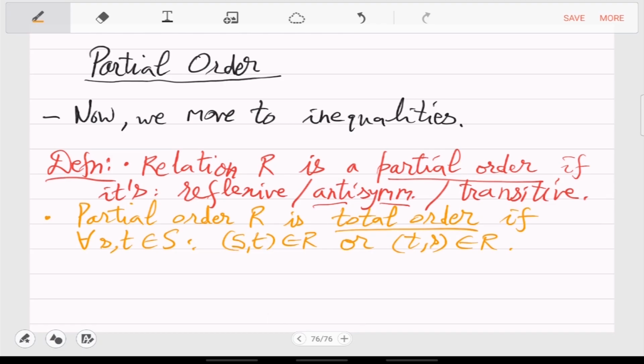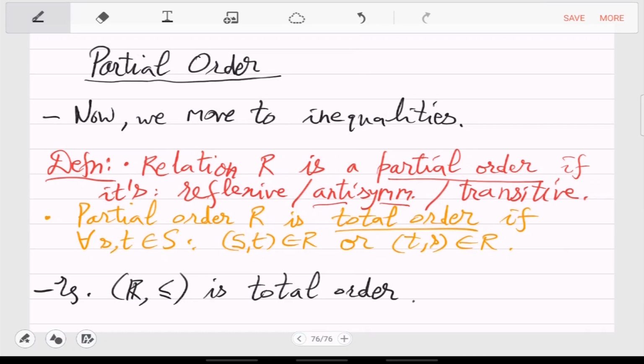So what are the examples? So the motivational example is, of course, over integers or over reals, less than equal to is a partial order, is a total order. By this notation I mean the domain is R, the set of real numbers, and the relationship is the obvious less than equal to. This is a total order.